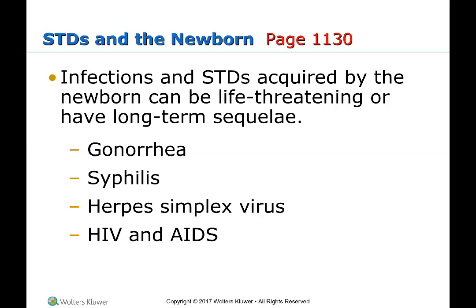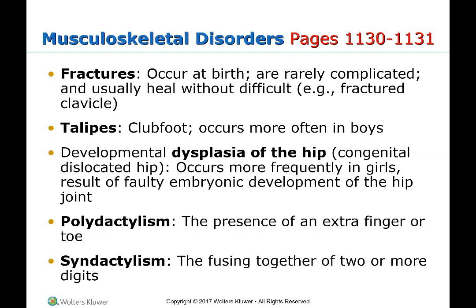Okay, we're getting there. We're actually onto something now that you can think about and envision or look at pictures of. We're talking about musculoskeletal disorders of the newborn. This is on pages 1130 to 1131. So let's talk about this. We'll get through this fairly quickly. This is mainly just talking about what it is.